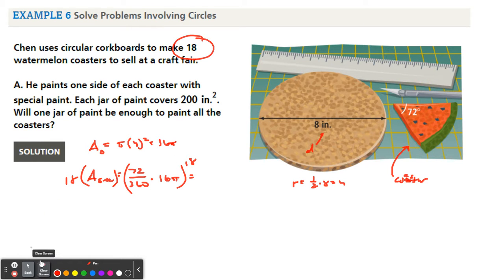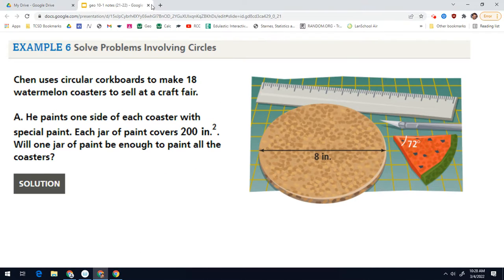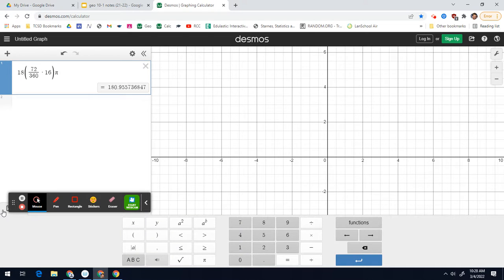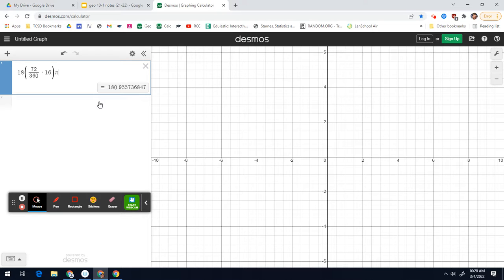Let me show you how this is done in Desmos, just in case we forget where the pi button is, right? So let's go to Desmos. I'm going to put the 18 out in front. So 18 times, and we're doing what? 72 divided by 360, arrow to the right, times 16 pi. You can type out the letters pi, and it shows the pi, or you can find the pi button down here in the keyboard right there. And I get 180.95. I would round that up to 181.